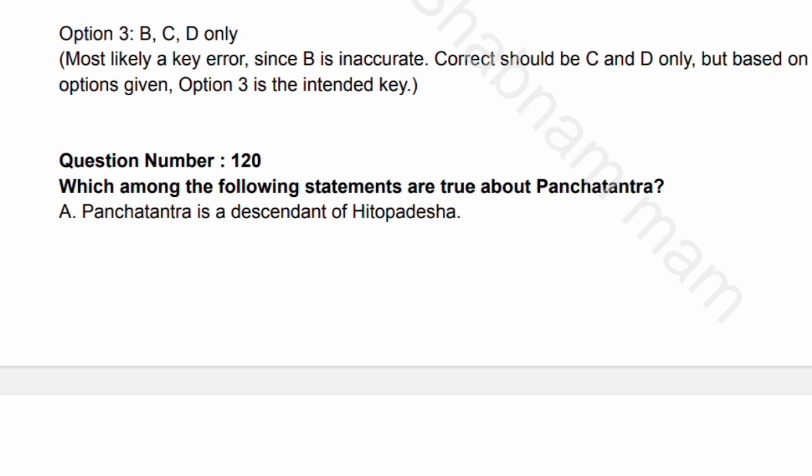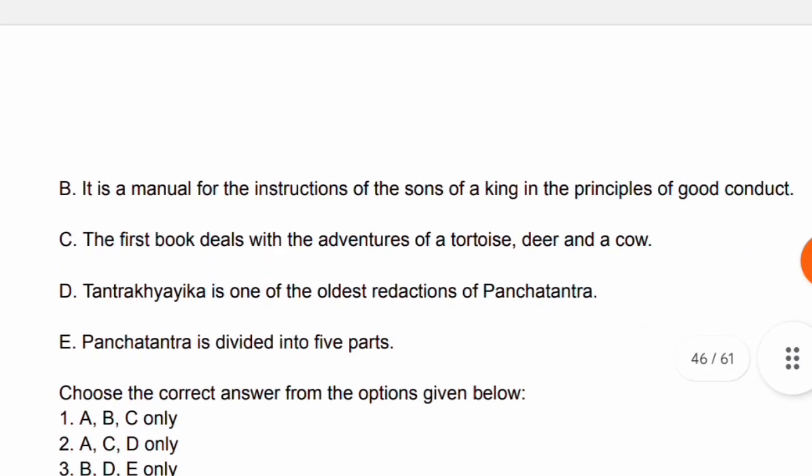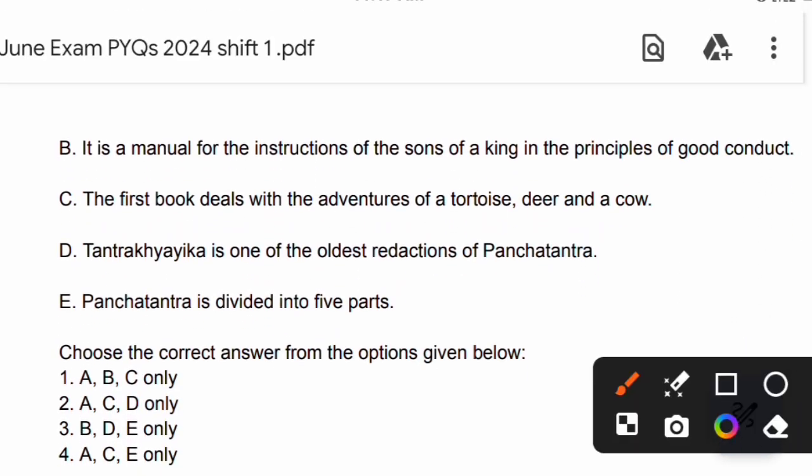Option A, Panchtantra is a descendant of Hitopdesh. Option B, it is a manual for the instructions of the sons of a king in the principles of good conduct. Option C, the first book deals with the adventures of a tortoise, deer and a cow. D, Tantrakhyayika is one of the oldest recensions of Panchtantra. And E, Panchtantra is divided into 5 parts. What would be the correct answer?